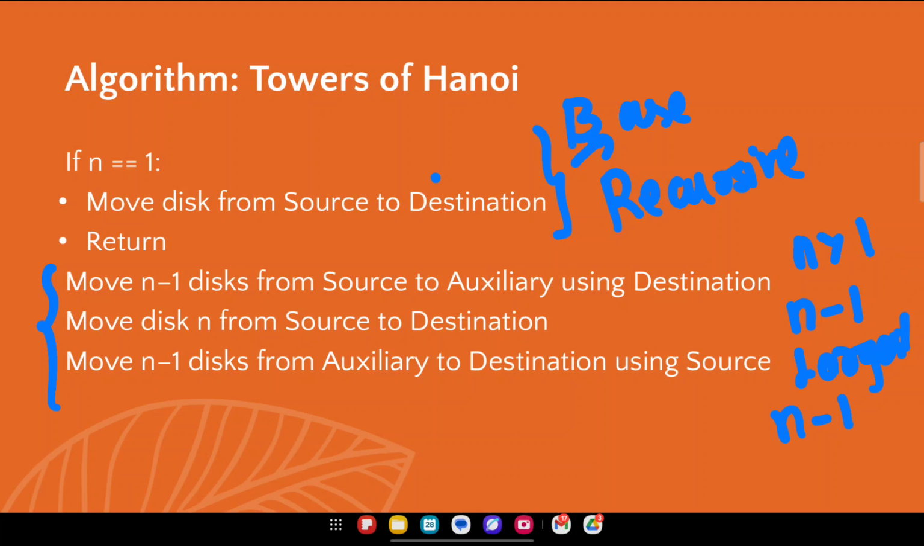Let us see these 3 lines. Move the n minus 1 disks from source to auxiliary using the destination as the helper. Then move disk number n from source to destination. Then move n minus 1 disks from auxiliary to destination using source as the helper. This algorithm ensures all the rules are followed.